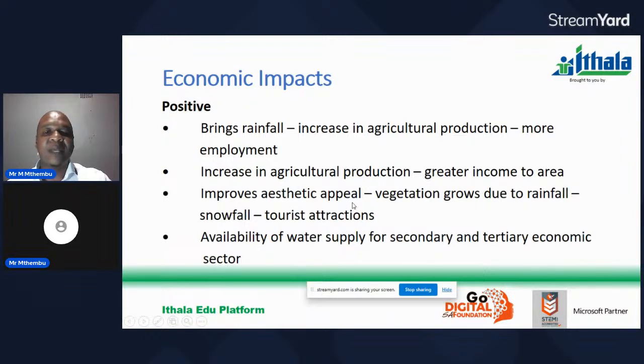Improve aesthetic appeal. Vegetation grows due to rainfall. Snow will attract customers. Oh, sorry, not customers, but tourists. Availability of water supply for secondary as well as tertiary economic sector.